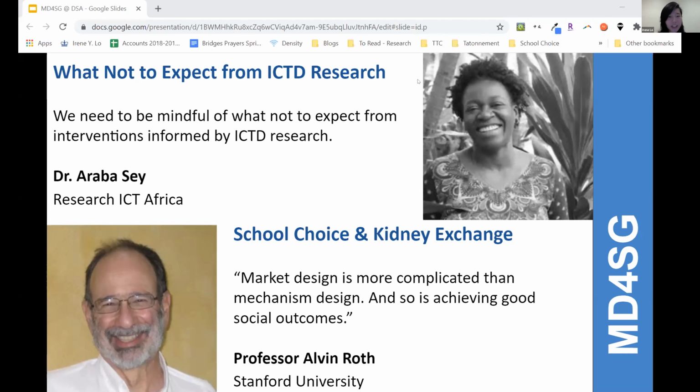Another talk we had was from a Nobel Prize winner, Al Roth. And so he talked about how market design is more complicated than mechanism design, and so is achieving good social outcomes.